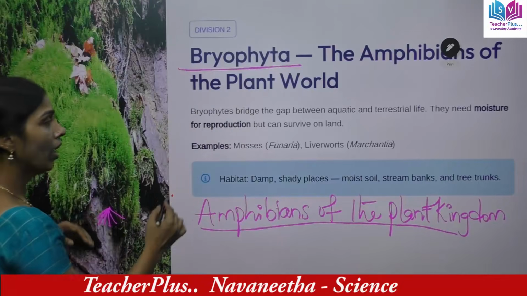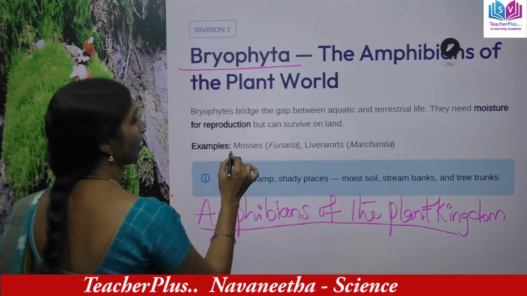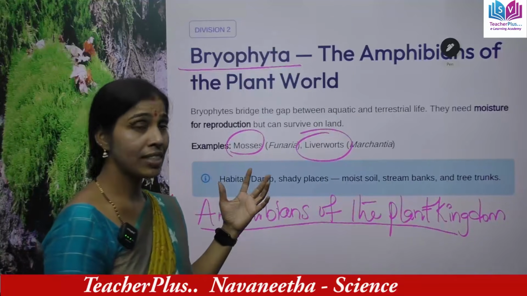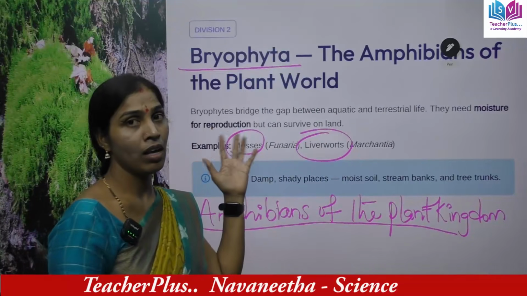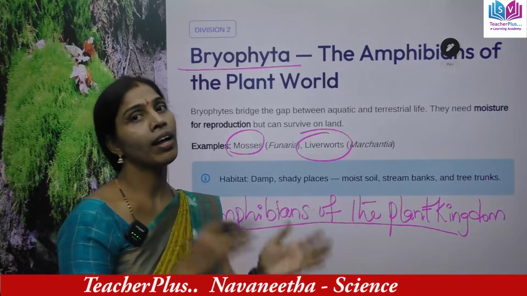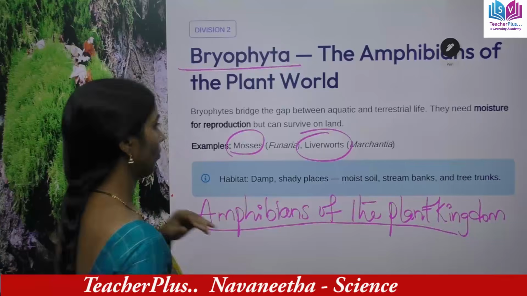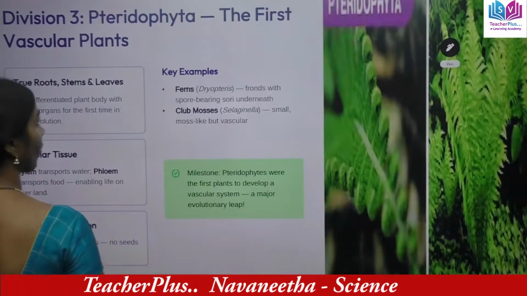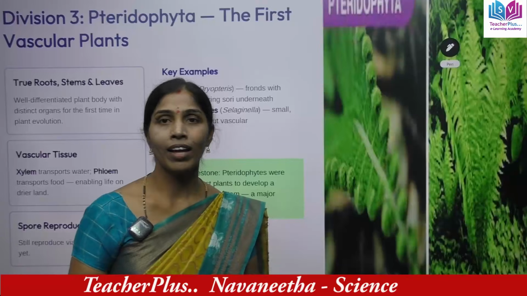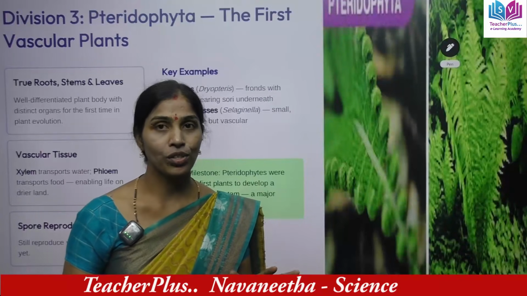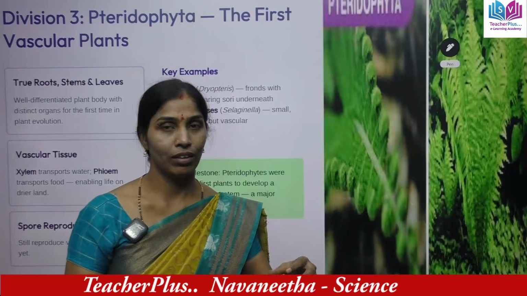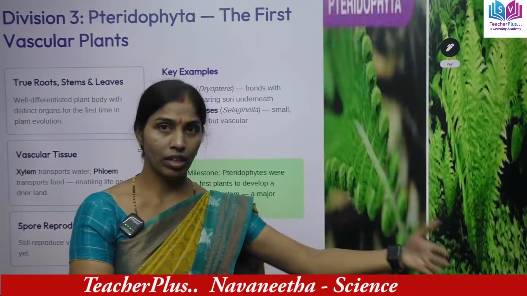Okay, and the best examples are mosses and liverworts. These two are the best examples of bryophyta. They live in the water and on the land. And the next, pteridophyta plants. These are the true plants. Okay, thallophyta do not have a body structure. Coming to bryophyta, they live on the land.